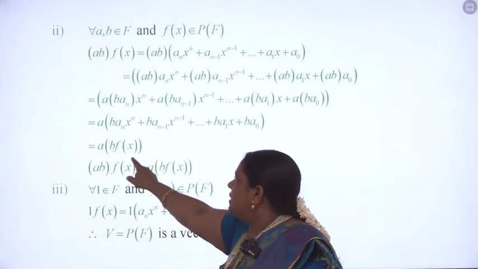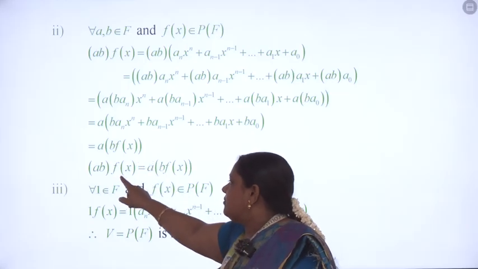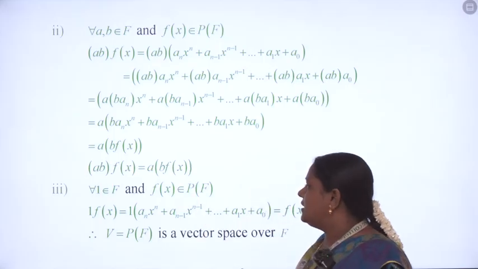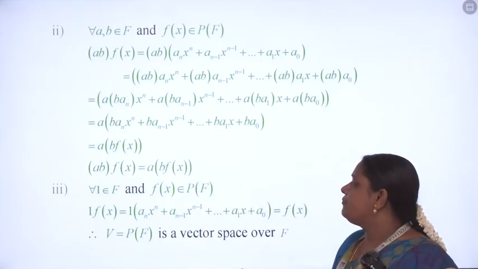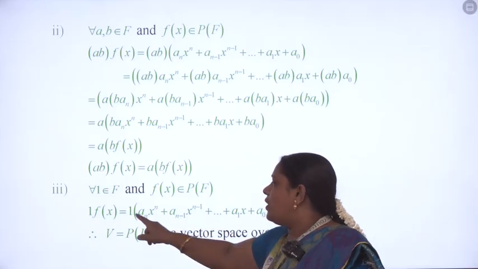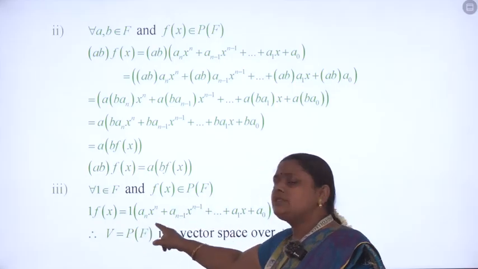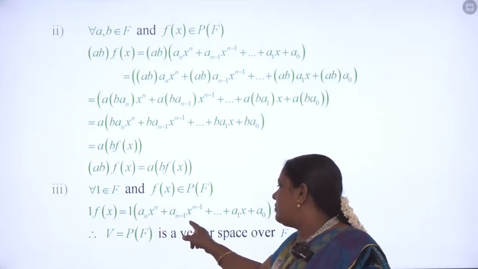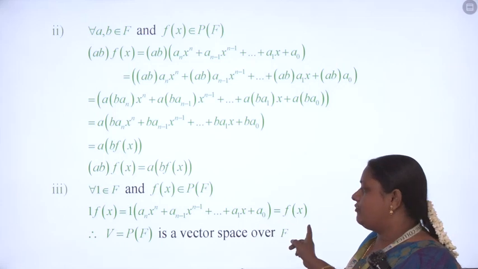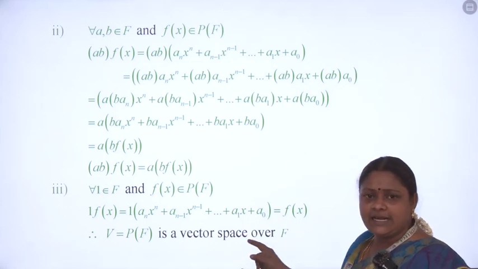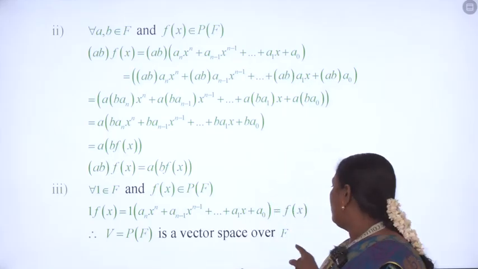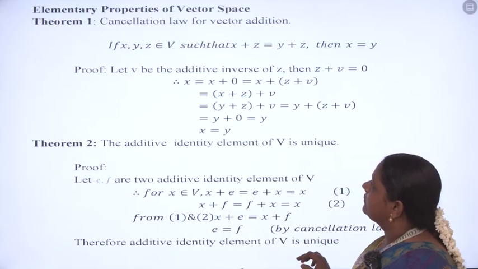Then a into b is nothing but f of x. So ab into f of x is equal to a into b into f of x. Then the last condition: for all 1 belongs to f, and f of x belongs to P of F, 1 into f of x gives a_n x^n + a_(n-1) x^(n-1) and so on, a_1 x + a_0, which is nothing but f of x. So all 8 axioms are satisfied. We can say that V is equal to P of S, a vector space over a field F.